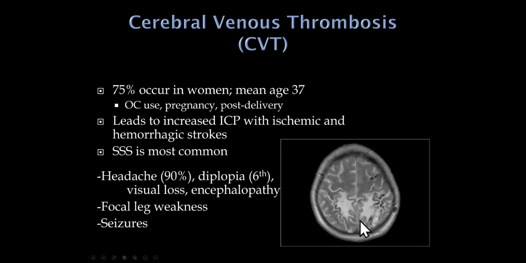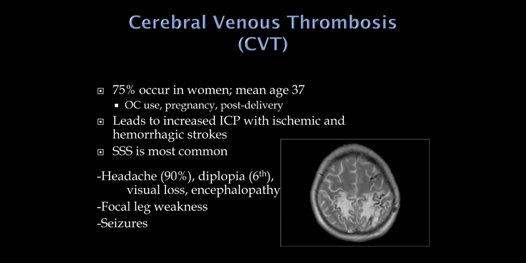And so these women will complain of a headache because of the increased intracranial pressure. They may have a bilateral sixth nerve palsy. Remember, that's common with increased intracranial pressure. They'll have papilledema from increased intracranial pressure, so they'll have visual loss. And again, like any increased intracranial pressure, we'll have kind of a confused patient. Now, the focal finding they may have on exam, because this is going to be midline, and the leg fibers are midline, they may have focal leg weakness. And the cortical irritation from these ischemic hemorrhagic lesions may also result in a seizure.